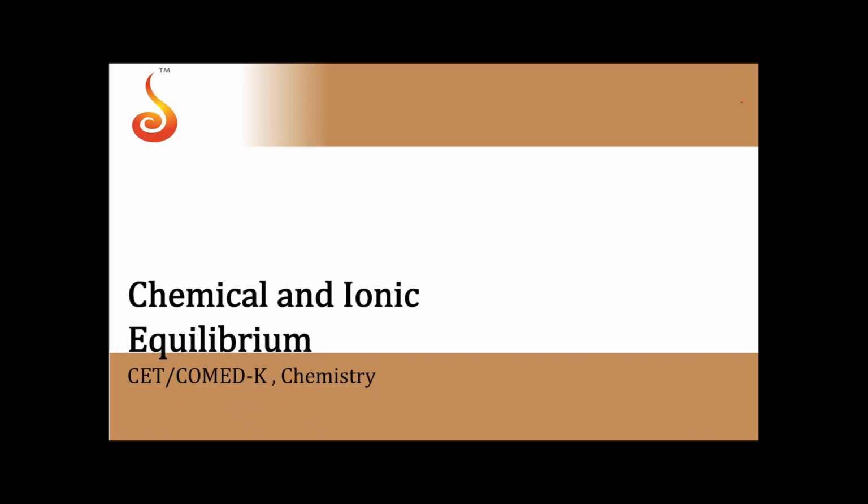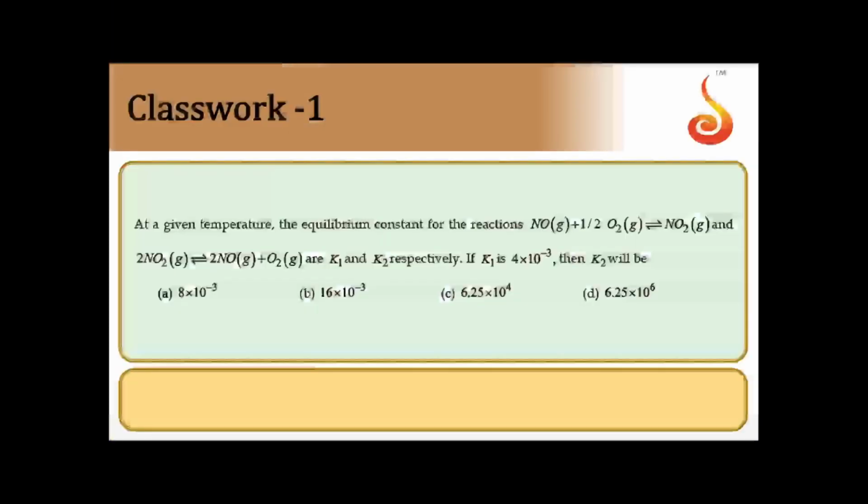Today we'll discuss objective questions from chemical and ionic equilibrium. Let us take the first question. At a given temperature, the equilibrium constants for the reactions NO plus half O2 giving NO2, and 2NO2 giving 2NO plus O2, are K1 and K2 respectively. If K1 is given as 4 into 10 to the power of minus 3, then find the value of K2.